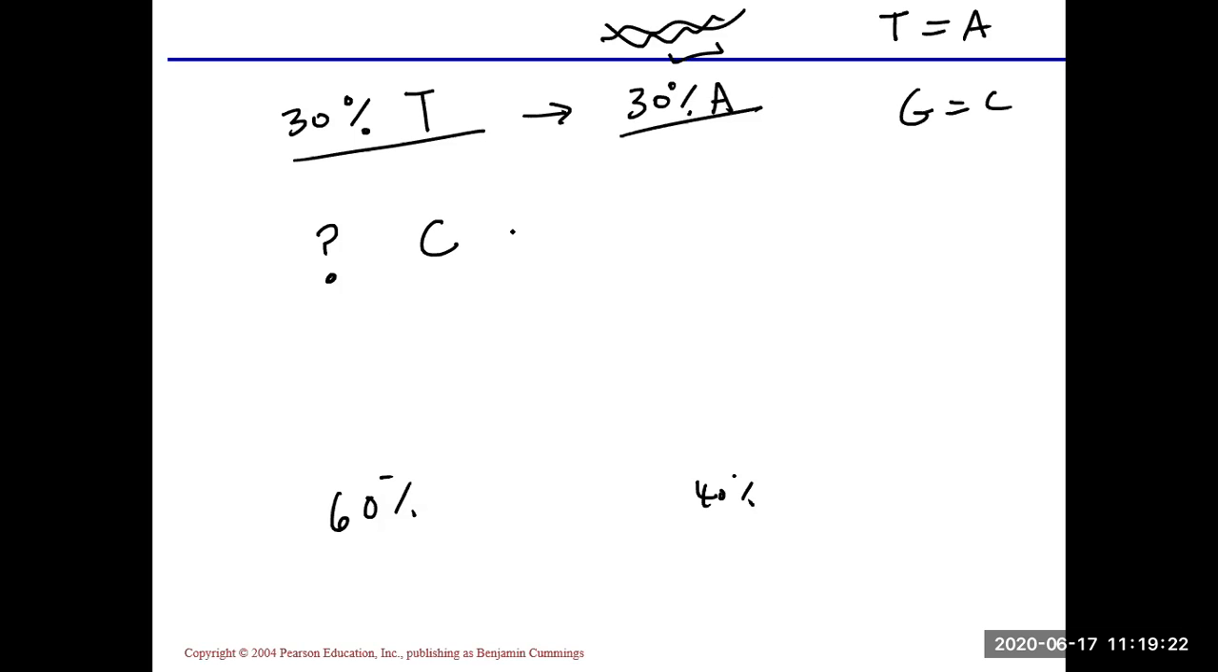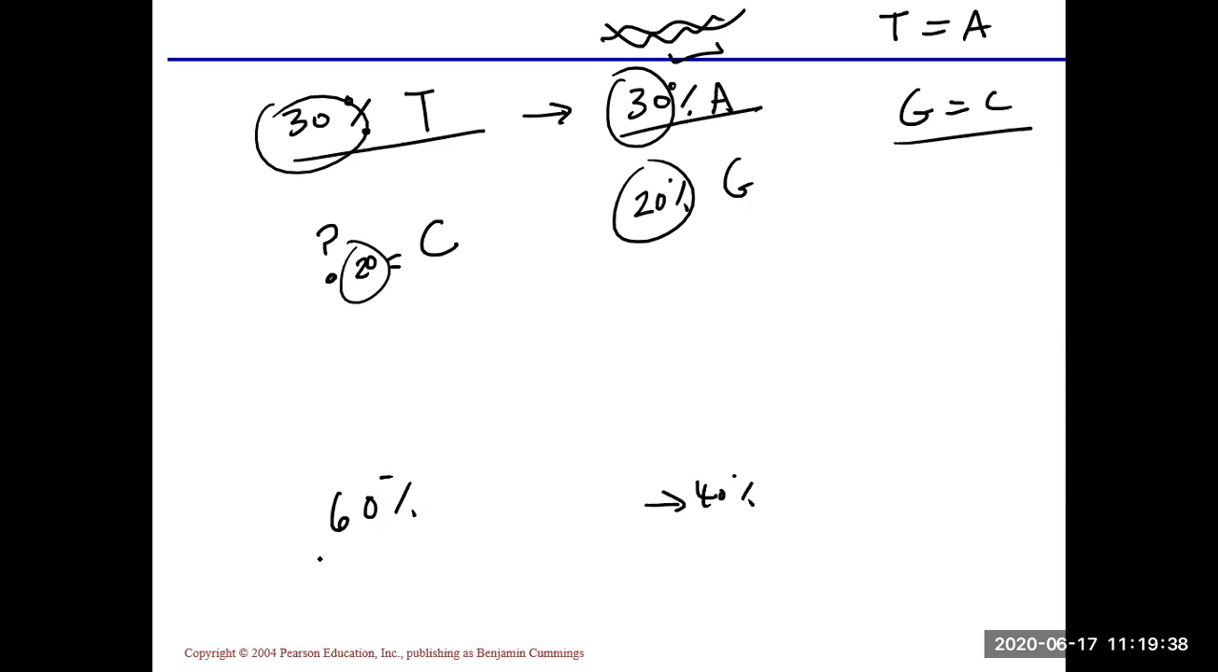Now, because cytosine pairs up with guanine, guanine gets 20% and cytosine gets 20% because 20% is half of this 40%. So if you add all these, 20 plus 20 plus 30 plus 30, that gives us 100. All right. So yes, it's possible. Even if you have the percentage of only one of them, you should be able to find the percentage of all of them.